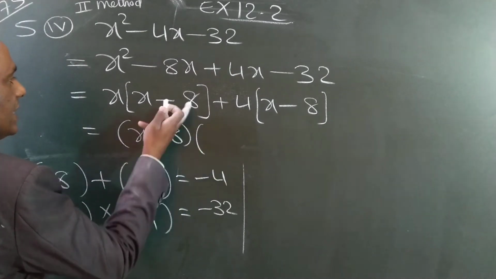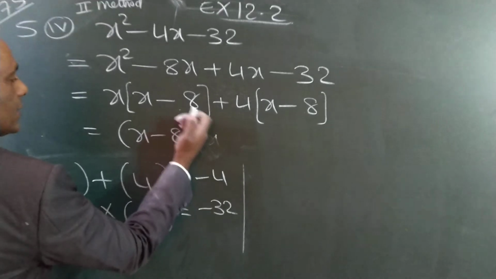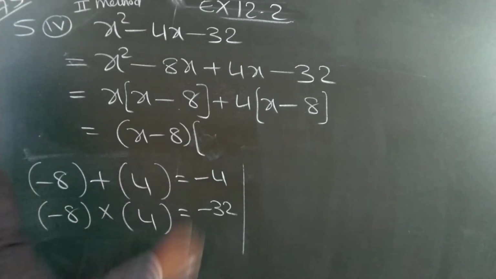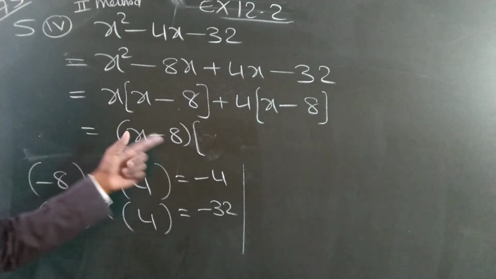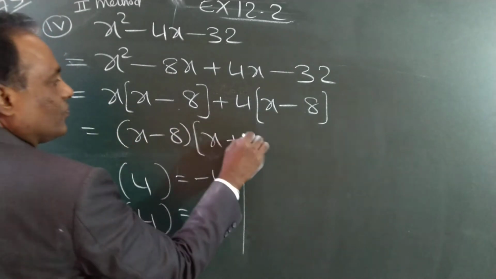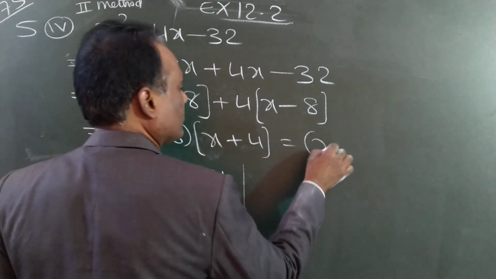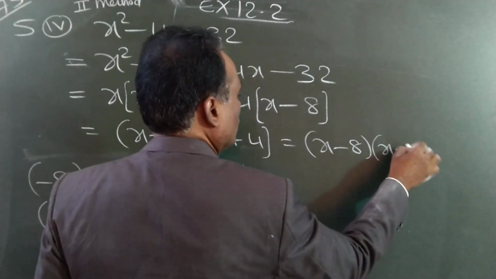x minus 8 into x plus 4. x minus 8 common. x minus 8 common, x remains. x minus 8 common, 4 remains. So answer is x minus 8 into x plus 4.